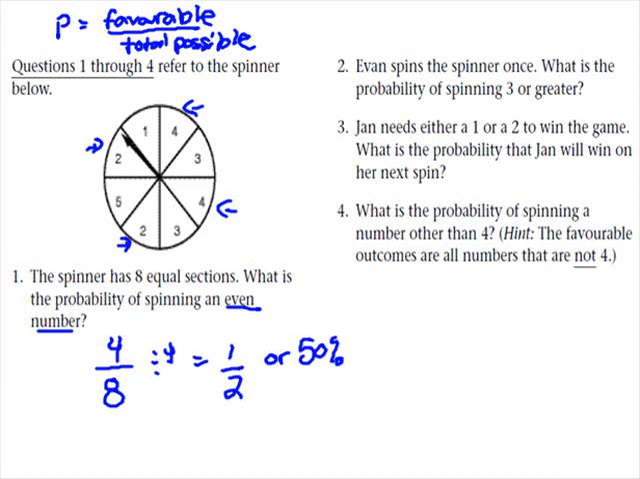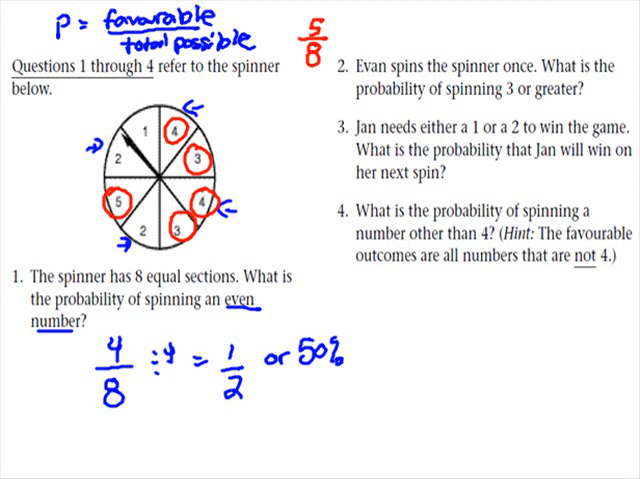Evan spins the spinner once. What is the probability of spinning 3 or greater? Well, you'll have to first find your favorable outcomes. Your favorable outcomes are any numbers that are 3 or greater. And there's a 5 over there. So I see 5 different sections of the spinner that are 3 or greater out of a total possible 8 sections.